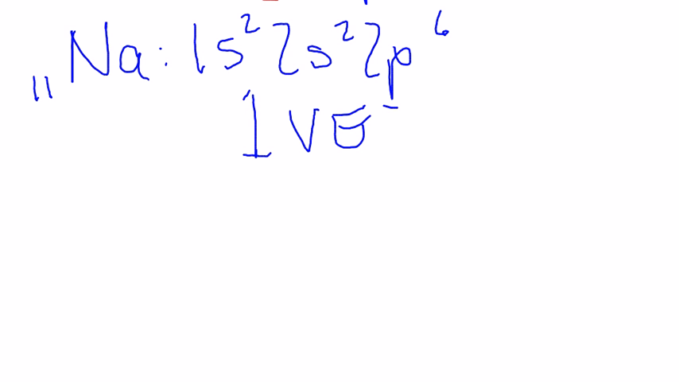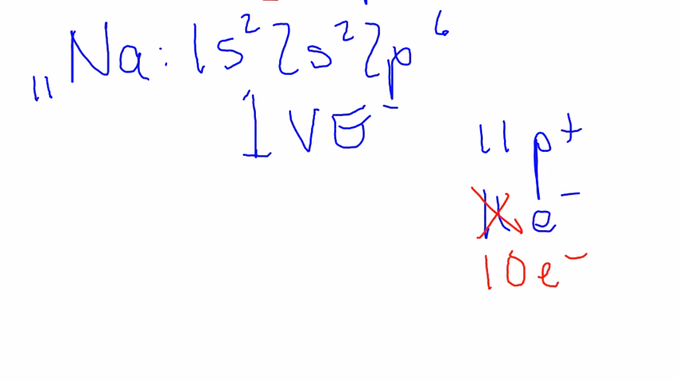What that's going to mean for sodium is where it once had 11 protons and 11 electrons, now it no longer has 11 electrons because it just got rid of one. It got rid of one because it was unstable. It wants 8 valence electrons. So now there's 10 electrons.